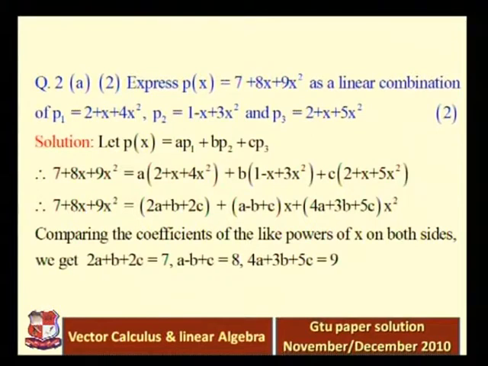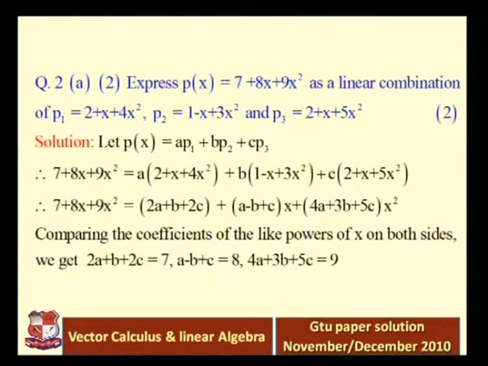Question 2a, second part. This question was asked for 2 marks. Express p(x) = 7 + 8x + 9x square as a linear combination of p1, p2 and p3, where p1 is 2 plus x plus 4x square, p2 is 1 minus x plus 3x square, and p3 is equal to 2 plus x plus 5x square. Okay, and this question was asked for 2 marks.